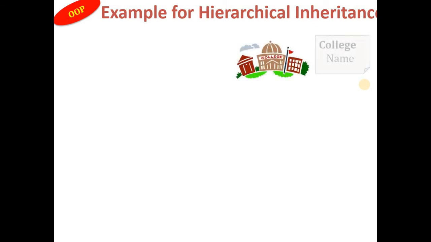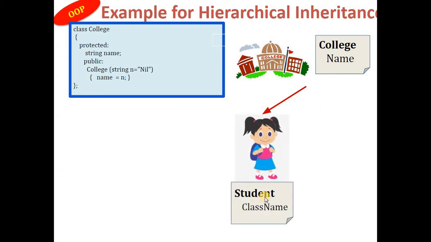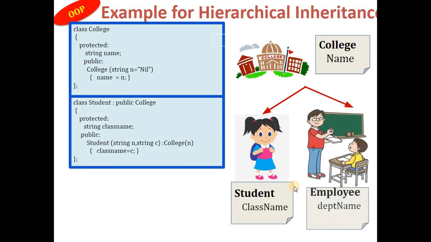Now for hierarchical inheritance, as we already know, hierarchical inheritance means a single base class and more than one derived class. So if we have college as a class, you can have a class college which has a data member name, and we derive two classes from it. One is student, which has its own data member, class name, suppose the student belongs to second year or third year and so on. And we have a third class, that is employee. Now this employee class has its own data member, department name.